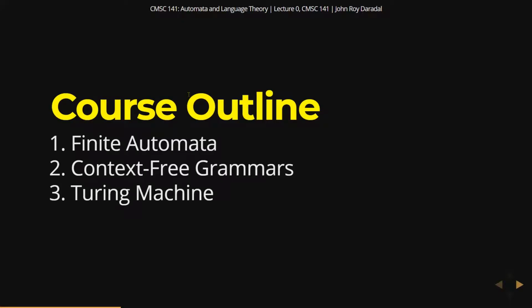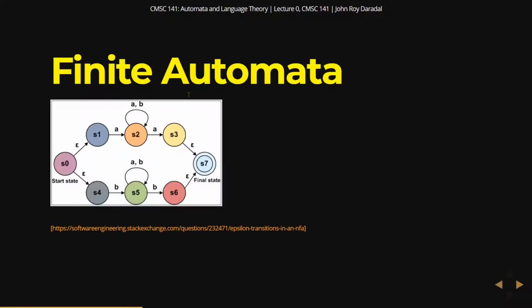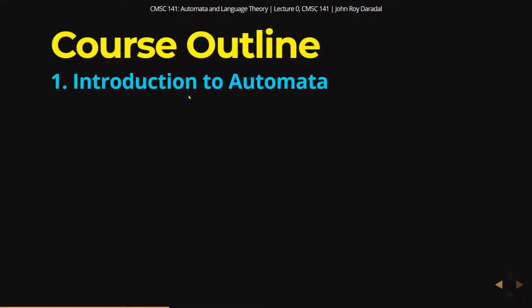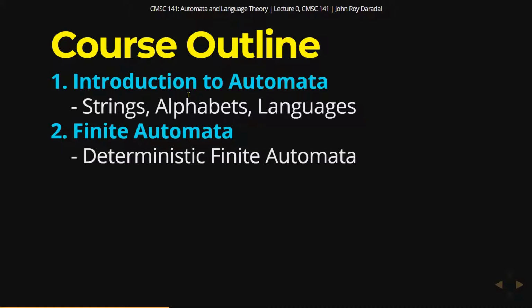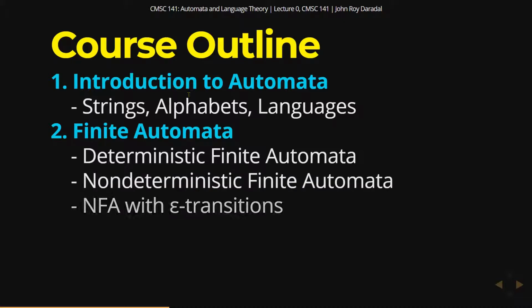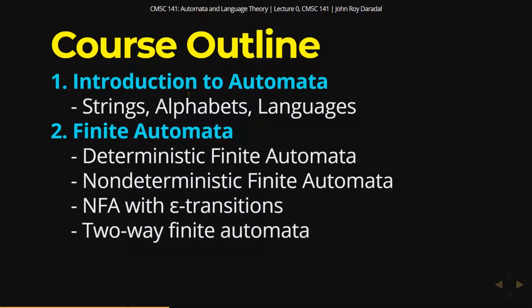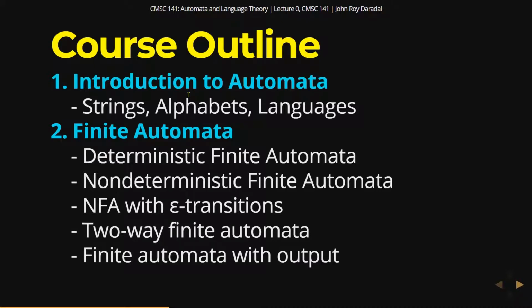So let's take a look at the topics in the course outline, starting with the first set of topics, which is finite automata. Okay, so first, of course, we'll introduce automata. We'll discuss the concepts of strings, alphabets, and languages. And then we'll look at our first type of automata, which is finite automata. We'll look at the deterministic and non-deterministic versions. We'll look at NFA with epsilon transitions, two-way finite automata, and finite automata with output. So lots of different types of finite automata.